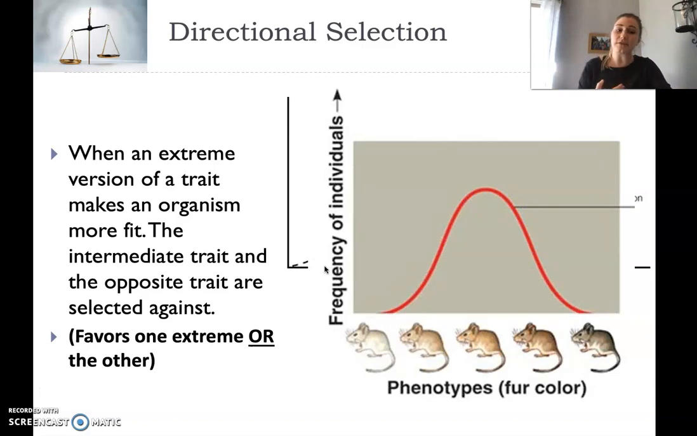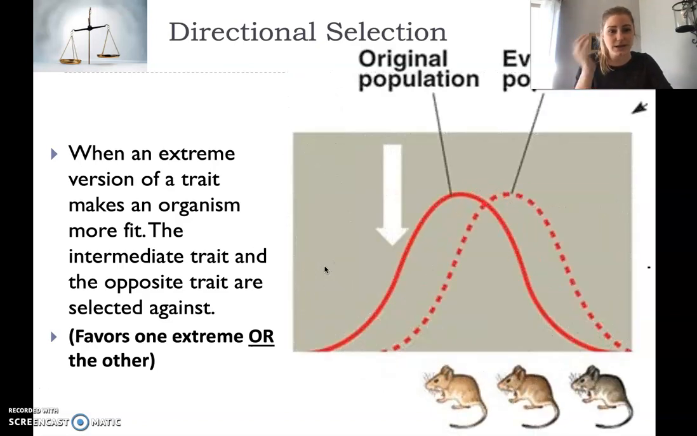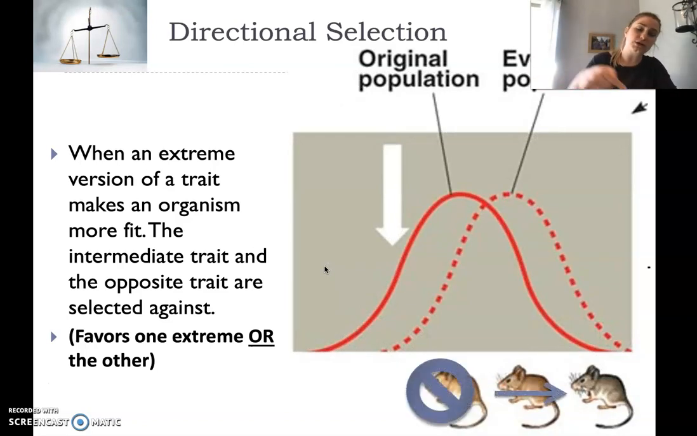So if we have these mice and there's a lot of variation in fur color, we're going to see that if a mouse is living on really dark soil, the lighter ones and the tan ones are going to stick out. So that's going to cause the population to shift towards the darker fur color mice. All of the light and tan mice are being eaten on this really dark surface. And so over time, we should expect the mouse population to get darker and darker and darker.